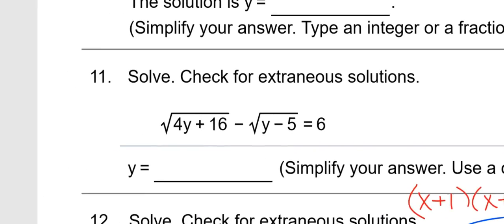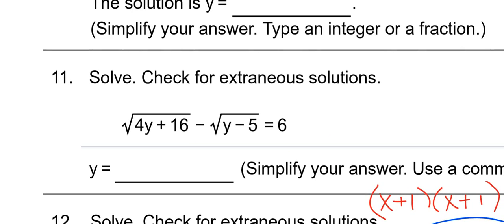Okay, question 11. I'm going to mark this as extra credit. I would venture to say most of you in this room do not want to touch number 11. I will describe to you why. Now, it's different from question 10.